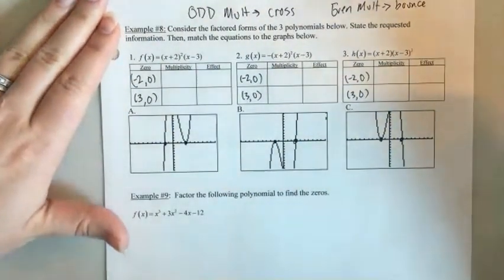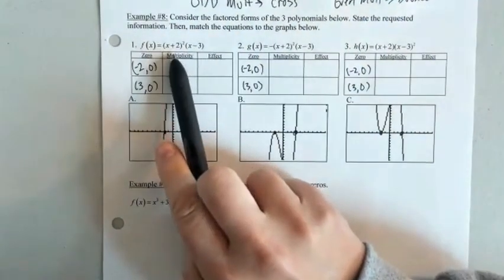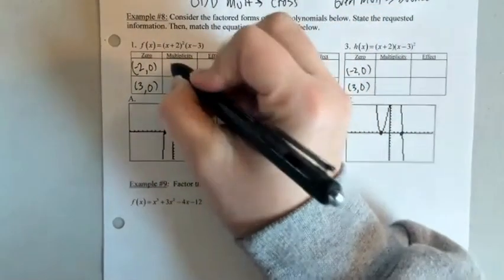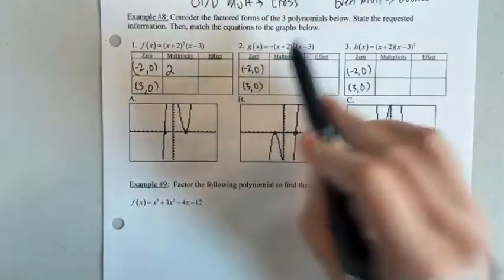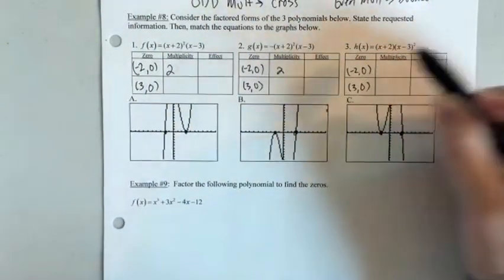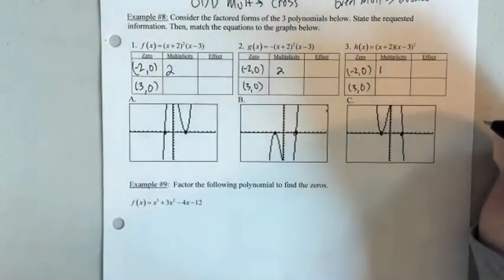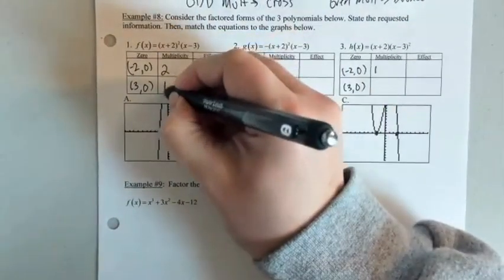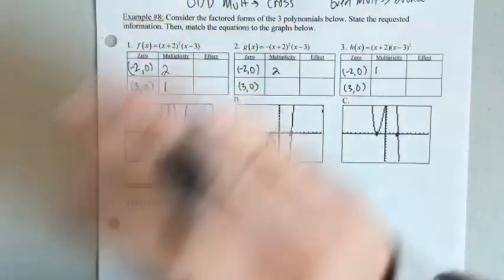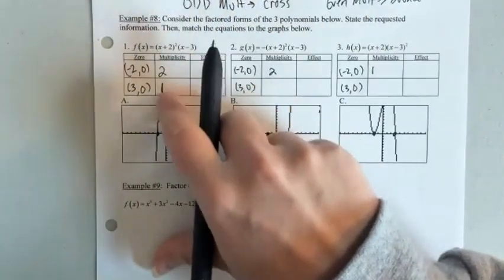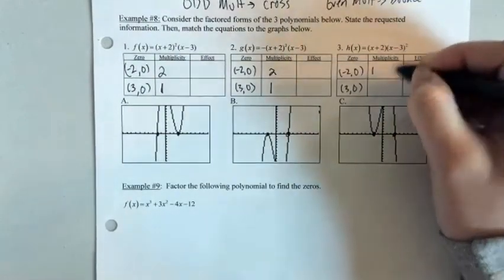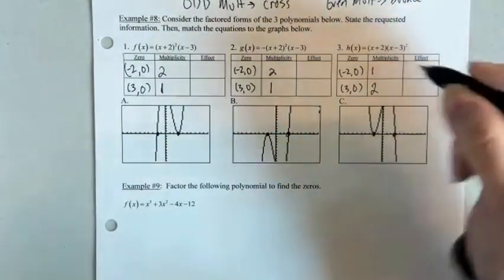All right, let's talk about multiplicities. Here I see a multiplicity of 2 because I've got 2 copies here. Here I see a multiplicity of 2 for x plus 2. Here I see a multiplicity of 1. Here for x minus 3, I see a multiplicity of 1. Remember, just how many copies of that factor. That's what we're talking about with multiplicities. Multiplicity of 1. And then for x minus 3, a multiplicity of 2.